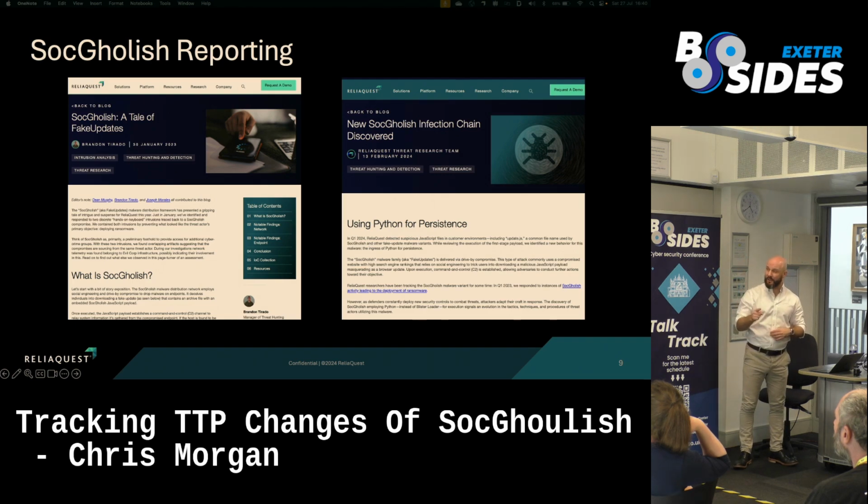So we've released quite a few reports on SocGhoulish. On the left-hand side, I think that was from the end of last year. That was the first one we did. And on the right-hand side is this new infection chain that I just went over. Highly recommend going and checking these out.